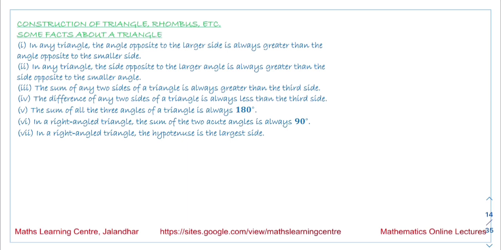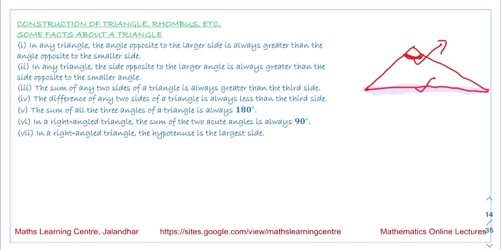Second, in any triangle, the side opposite to the larger angle is always greater than the side opposite to the smaller angle. What this means is, suppose this is the triangle. In the first case, this side is the largest side. It means the angle opposite to it, this angle, will be the largest angle. Similarly, if this is the largest angle, then this will be the largest side.